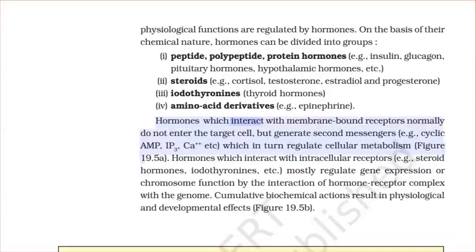Hormones which interact with membrane-bound receptors normally do not enter the target cell, but generate second messengers, for example, cyclic AMP, IP3, Ca++ ions, etc., which in turn regulate cellular metabolism.